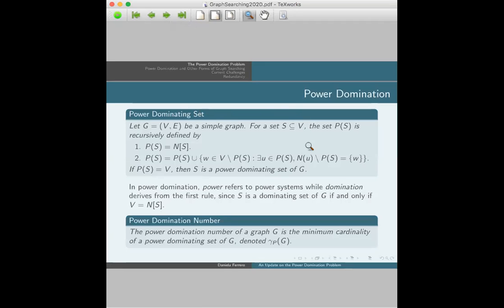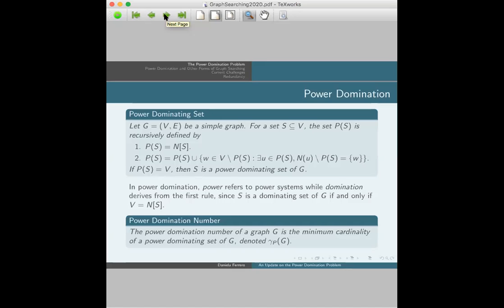Normally, we define it in terms of sets, and we have a set that we iterate, increasing the number of vertices that are observed. So the power domination number of a graph is the minimum cardinality of a power dominating set. That's the goal of the problem, minimizing the cardinality of a power dominating set.